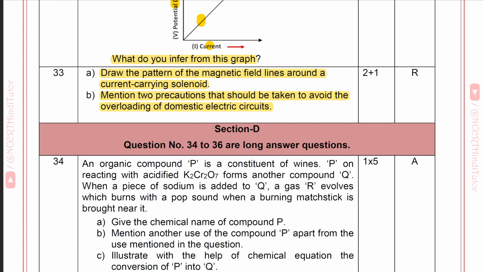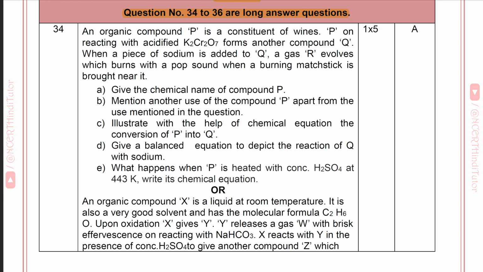So friends, we have completed section C. Now let's move on to section D. Question numbers 34 to 36 are long answer questions. Question 34. An organic compound P is a constituent of wines. P on reacting with acidified K2Cr2O7 forms another compound Q. When a piece of sodium is added to Q, a gas R evolves which burns with a pop sound when a burning matchstick is brought near it.